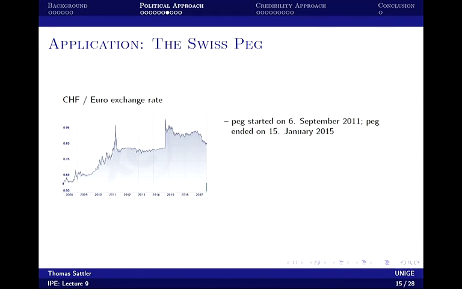And in September 2011, the Swiss National Bank announced that they would fix the exchange rate at an exchange rate much lower. So they decreased the value of the Swiss exchange rate to make exports more attractive abroad. It was basically a measure to help the exporting industry. And then this went on for a while, and in January 2015, they suddenly gave up this fixed exchange rate.